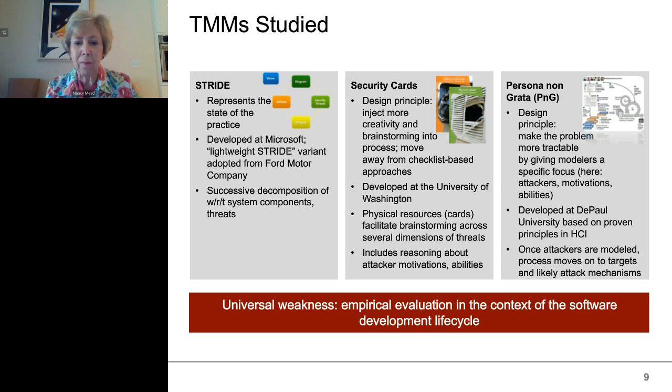We put together a team that included folks from the Security Cards and PNG community. We also were in contact with both Microsoft and Ford Motor Company, because we wanted to make sure that what we were doing was in sync. At Ford, they had developed a lightweight version that we had written some papers about, and we decided that would be good for our purposes.